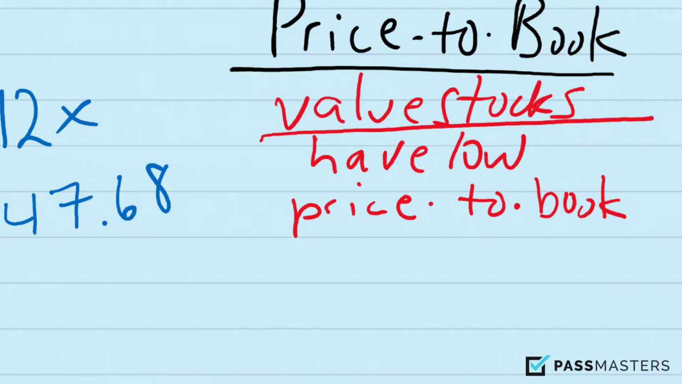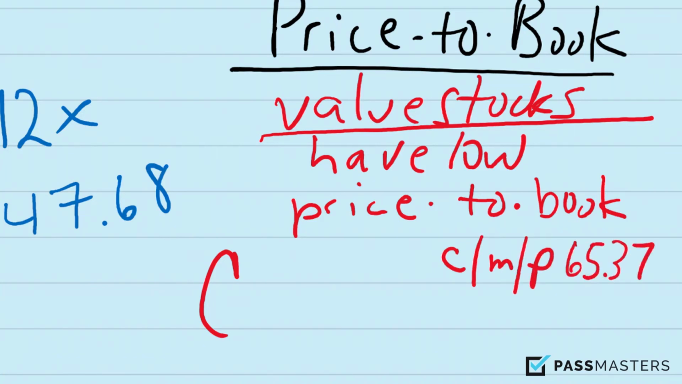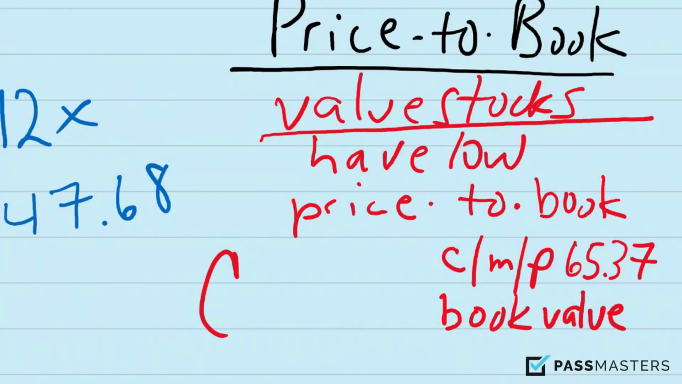So let me give you an example here. Citi is a value stock. Their current market price is 65.37. Their book value per share. So if the company was liquidated, what is on the balance sheet, what represents the owner's equity per share is 84.48. So think about that for a second.